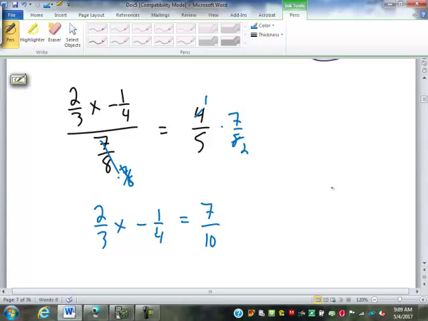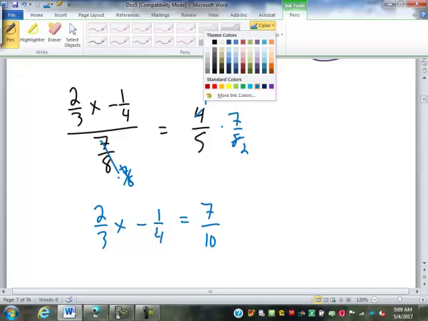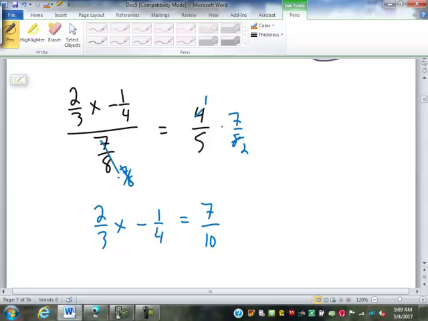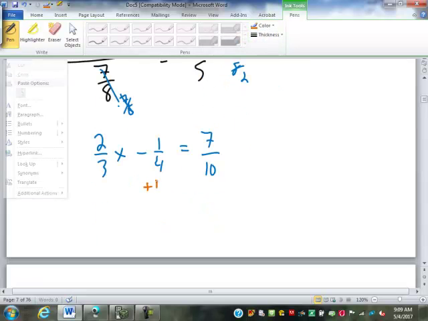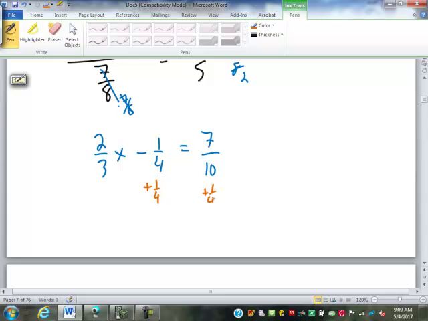7/10. And then add a quarter. Two-thirds x equals, this is 14/20. This is 5/20. That's 19/20.